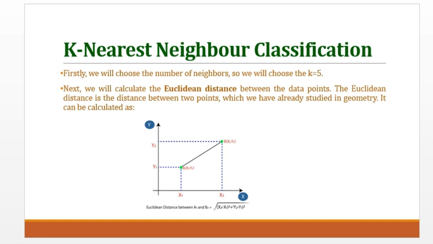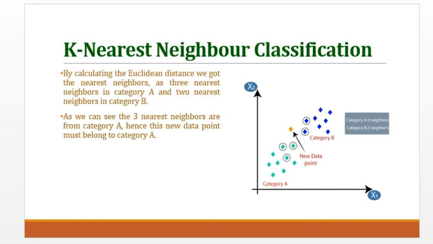Next we'll have to identify the neighbors. We sort the training data points based on their distances to the query point, and then we select the k nearest neighbors. Here in this case, as you see, the 3 nearest neighbors are from category A, hence the new data point will belong to category A. Then we assign a class. Once we perform a majority vote among the k nearest neighbors, we assign the most common class to the query point.